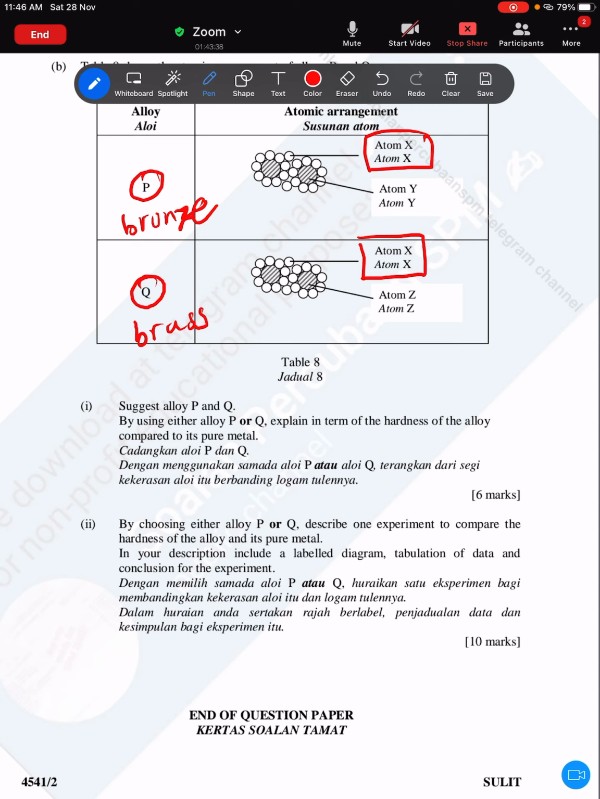Stainless steel, if you look carefully, has 3 components: iron, chromium and nickel. Whereas in the picture there are only 2 things. Do you understand? So it is not acceptable. Only bronze and brass are acceptable because they are using 2 different atoms. Only.